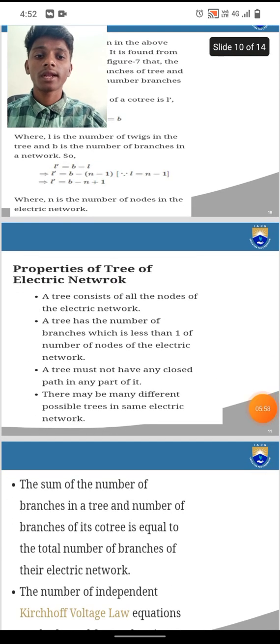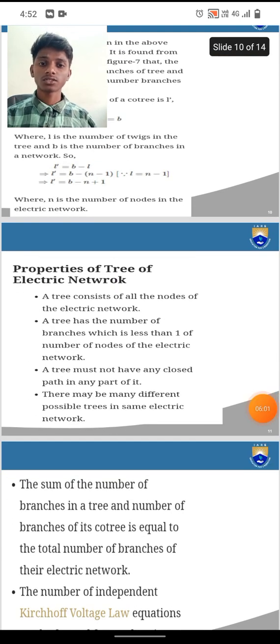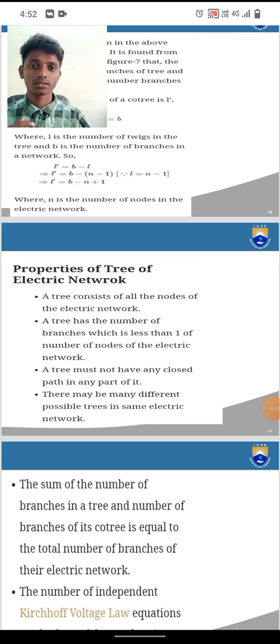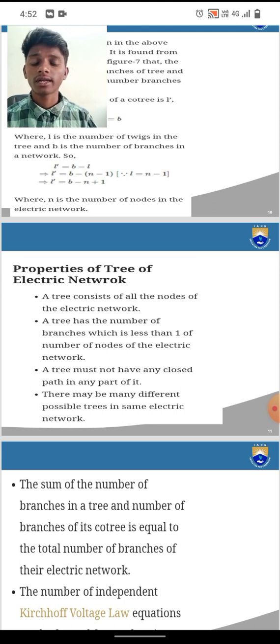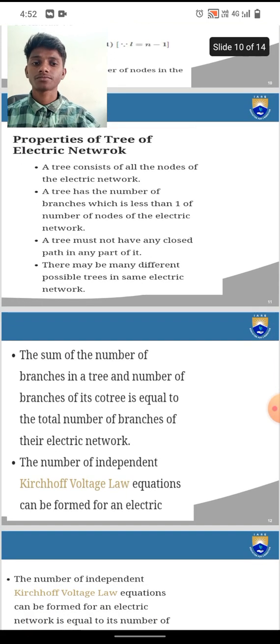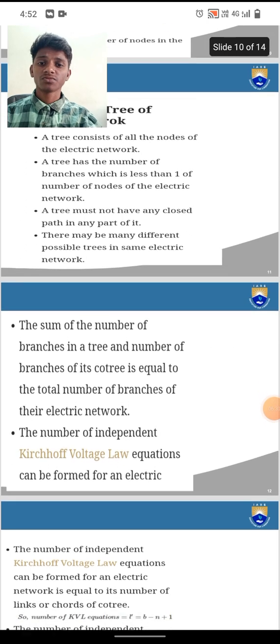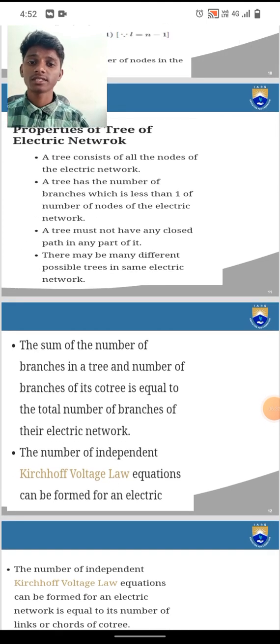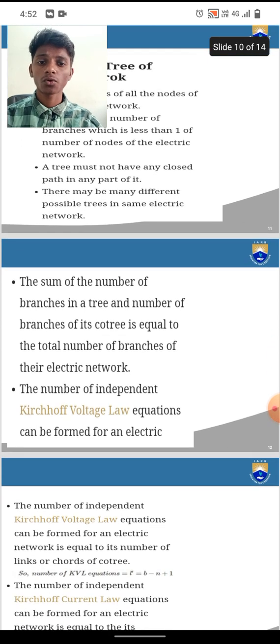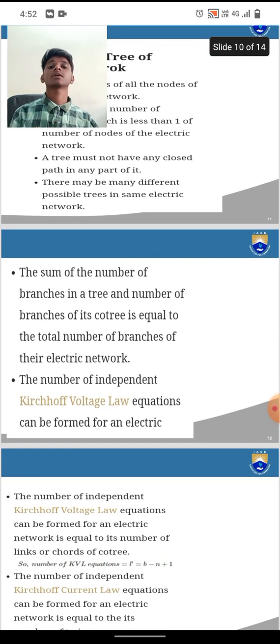Properties of a tree of electrical networks. A tree consists of all the nodes of the electric network, and a tree has a number of branches which is one less than the number of nodes of the network. A tree must not have any closed path, and there are many possible trees in the same electric network. The sum of the number of branches in the tree and the number of branches of the co-tree is equal to the total number of branches in the electric network.